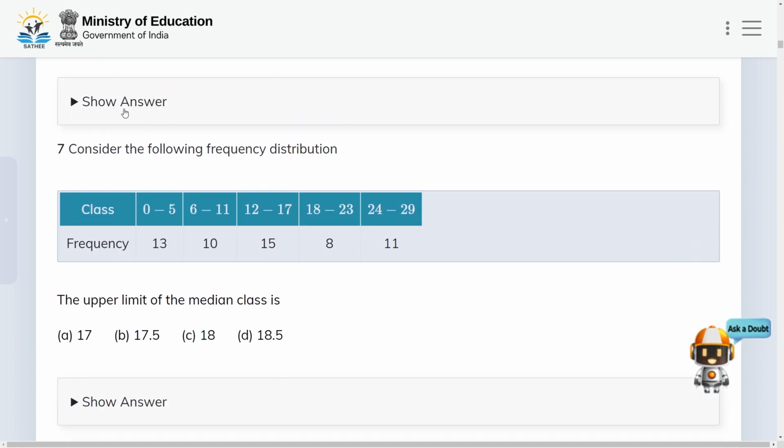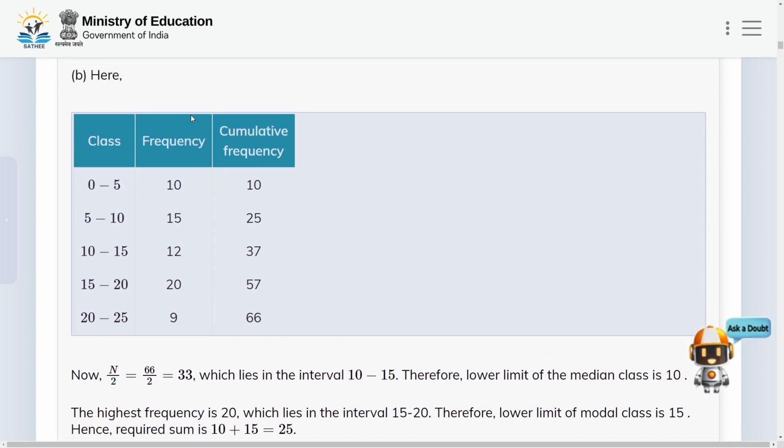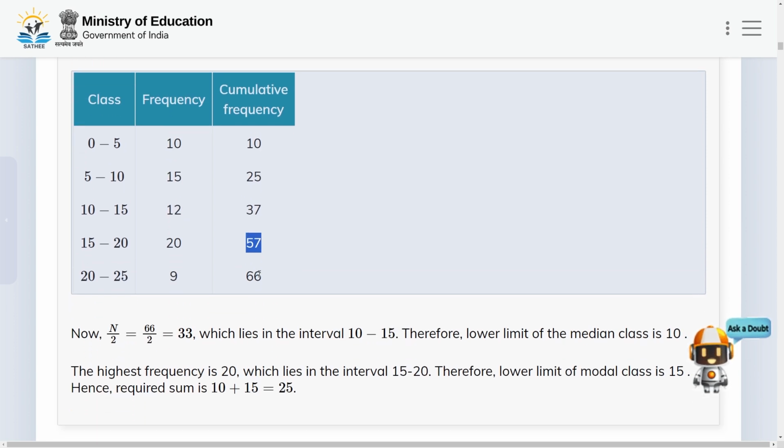So let us find. Here the cumulative frequency table is given below. Class interval, frequency, and cumulative frequency. For this class, frequency is 10 and cumulative frequency is 10. For this class, frequency is 15 and cumulative frequency is 25. For this class, frequency is 12 and cumulative frequency is 37. For this class, frequency is 20 and cumulative frequency is 57. And for class 20 to 25, frequency is 9 and cumulative frequency is 66.